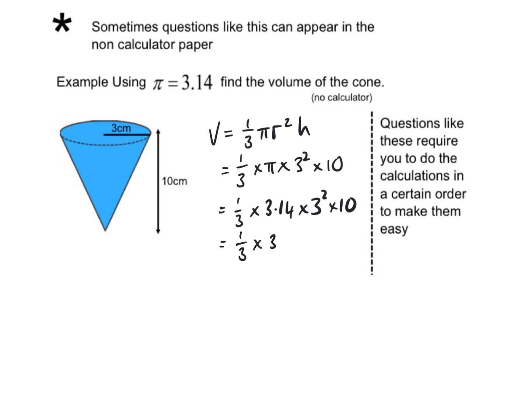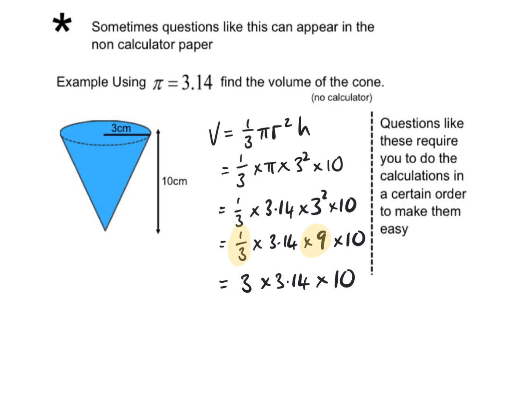1/3 times 3.14 times 9 times 10. Now, if I look at that, the easy number to find a third of is this 9. So a third of 9, effectively that's what I'm going to do at the moment. I'm just going to concentrate on 1/3 times 9, which is a third of 9, which comes out to be just 3. So now it's 3 times 3.14 times 10.